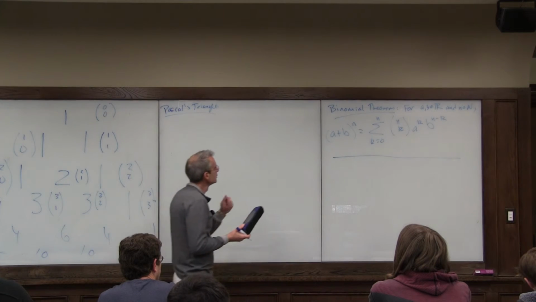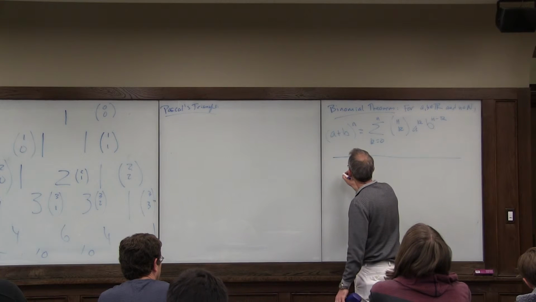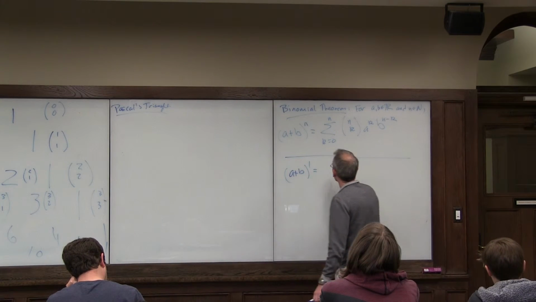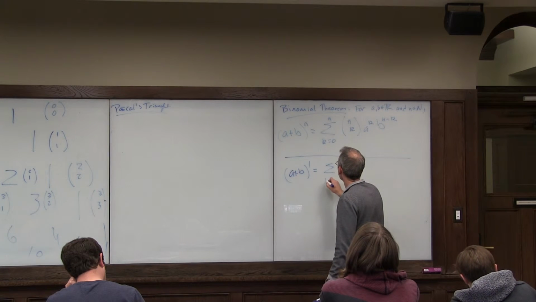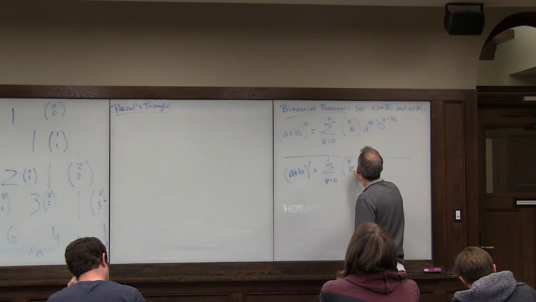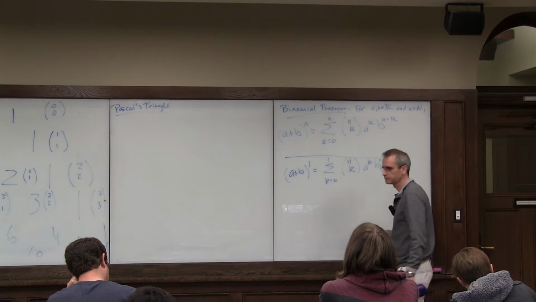So let's check this. We're going to do this by induction anyway, so let's start by checking the base case. So (a plus b) to the 1, let's just write it out. That's the sum from k equals 0 to 1 of n choose k, a to the k, b to the n minus k.